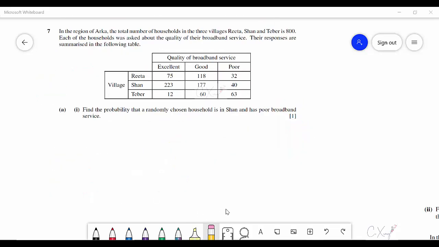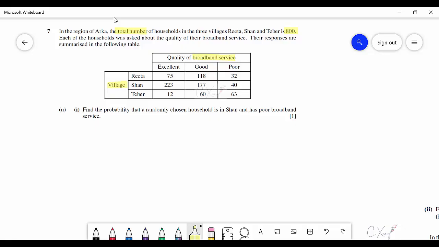Okay, so we come to the very last question for this set of paper. Okay, so they give us a two-way table. All right, and then they are saying that the total number of households is 800. Okay, then they are talking about the quality of broadband service, right? So you can see that you are having the broadband service according to the village, and their responses are summarized in the following table.